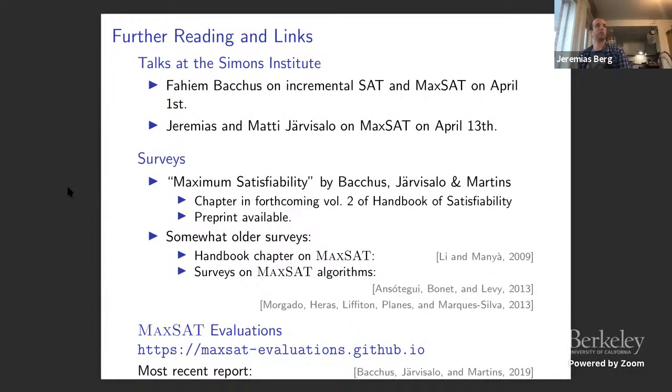And if you want to learn more about MaxSAT, Fahim has given a talk in this seminar, not this seminar, but at the Simons Institute. And we gave another one with Matti a few weeks ago. And I did not know that the second volume of the handbook is already published, but there's a chapter on MaxSAT over there as well.